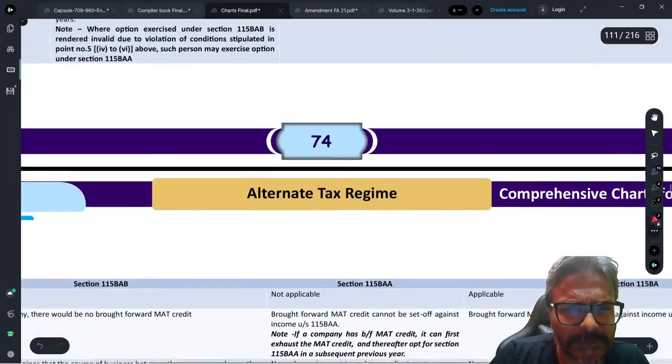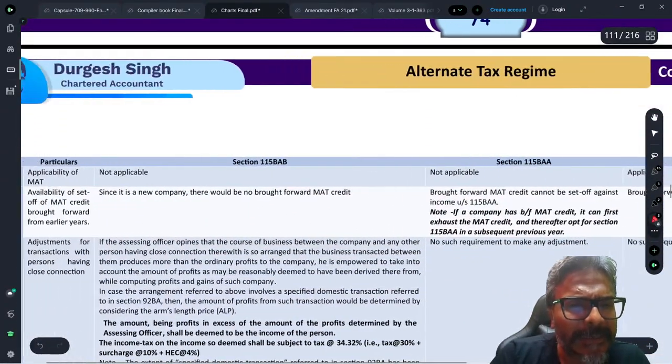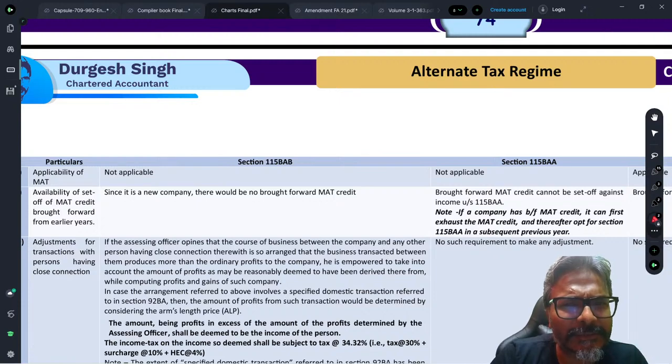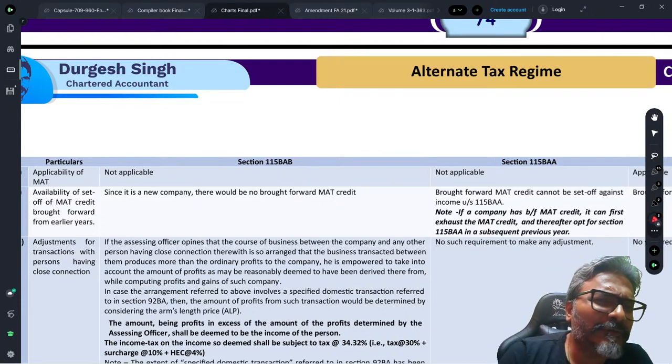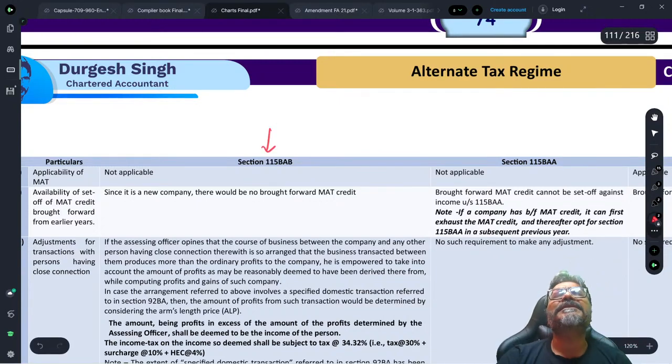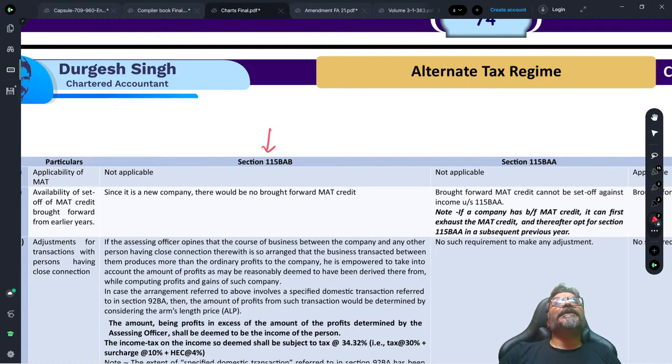So that is a special point that you should keep in mind. And the last point, students, is this: for 115BAB, there is no issue. In the very first year of the incorporation of the company, students, you need to take a call. And the call has to be this, that the company needs to decide in the very first year of incorporation whether it wants to go for 115BAB or it has to go with the normal provision. So that is what it is.